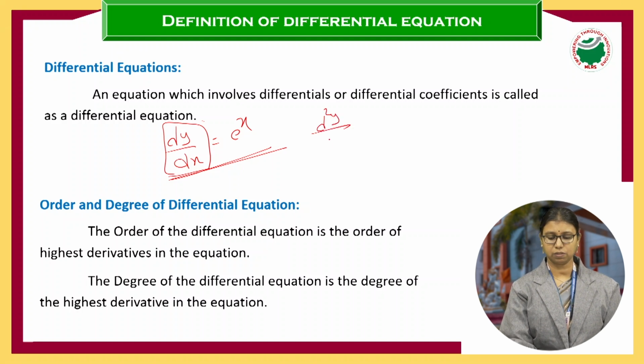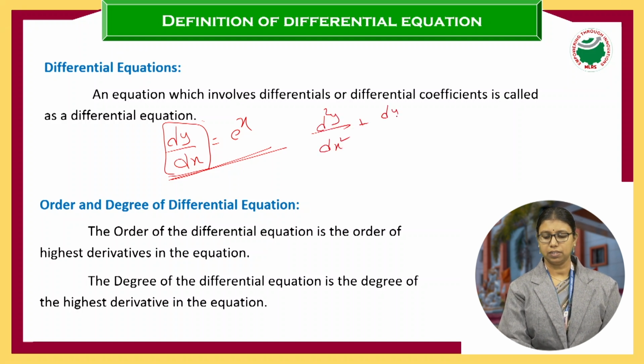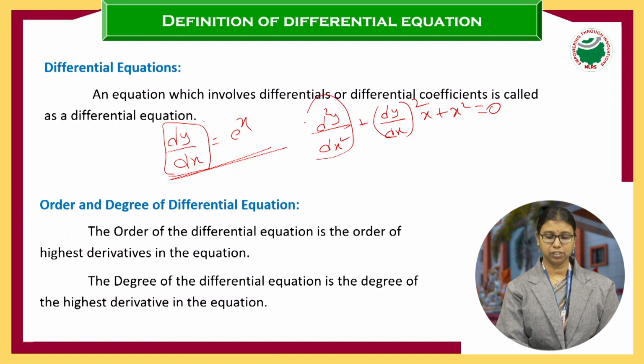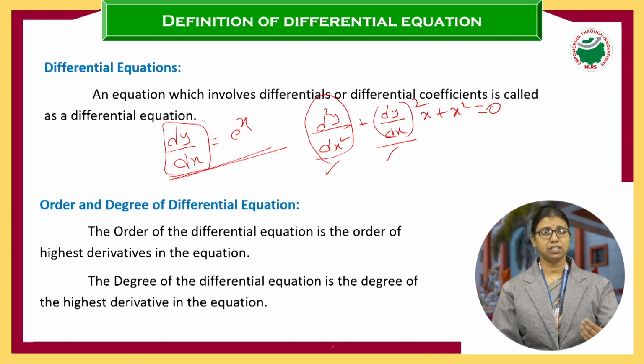Similarly, we can take d square y by dx square plus (dy by dx) whole square into x plus x square equal to 0. Here I have two differential coefficients. D square y by dx square is a second order differential coefficient, and dy by dx is a first order differential coefficient. Since it has differential coefficients, this is also a differential equation. Like that, we can define several differential equations with different types of differential coefficients. The first example is a first order differential equation, and here I have second order and first order.